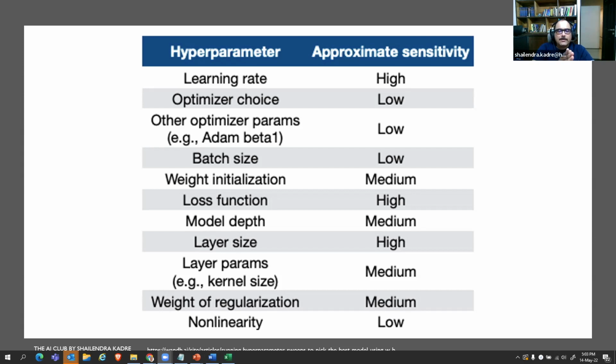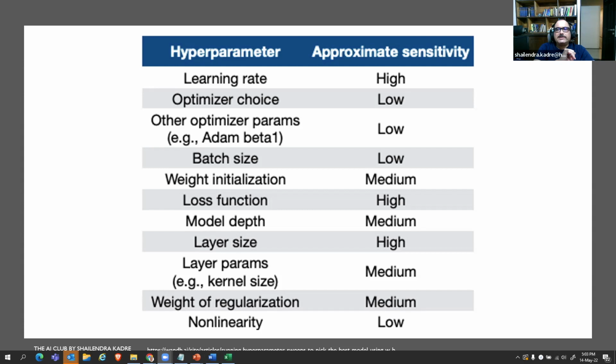Then some parameters have optimizers, and optimizers also have parameters. So there is a beta 1 parameter in Adam. Even if you change it, the sensitivity is low. Batch size is also a hyperparameter.